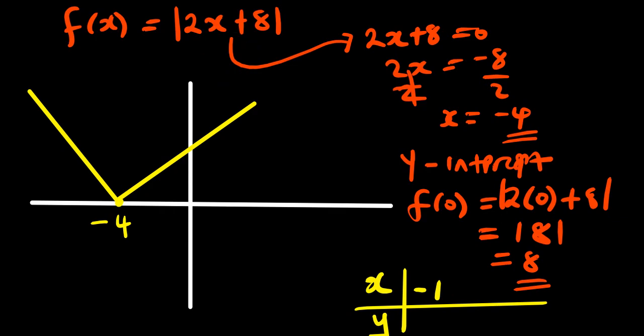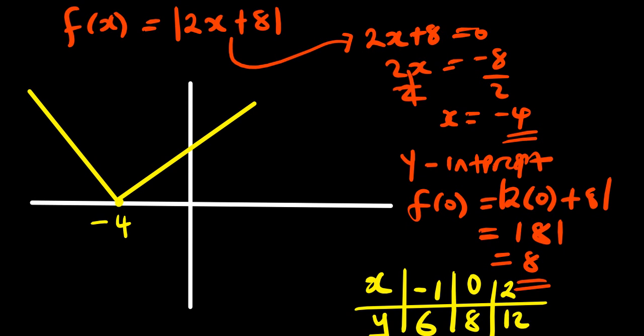If I put negative 1 here, negative 1 multiplied by 2 is negative 2. Negative 2 plus 8 is 6, so the modulus of 6 will just be 6. Then if I put a 0 there, I'll just have 8. If I put, let me say, a 2, that is 4. 4 plus 8 is just 12.